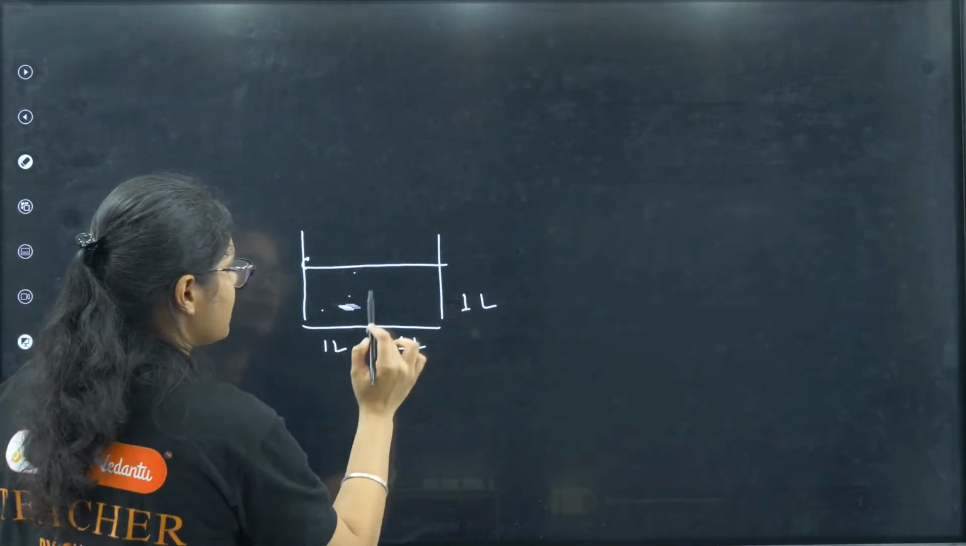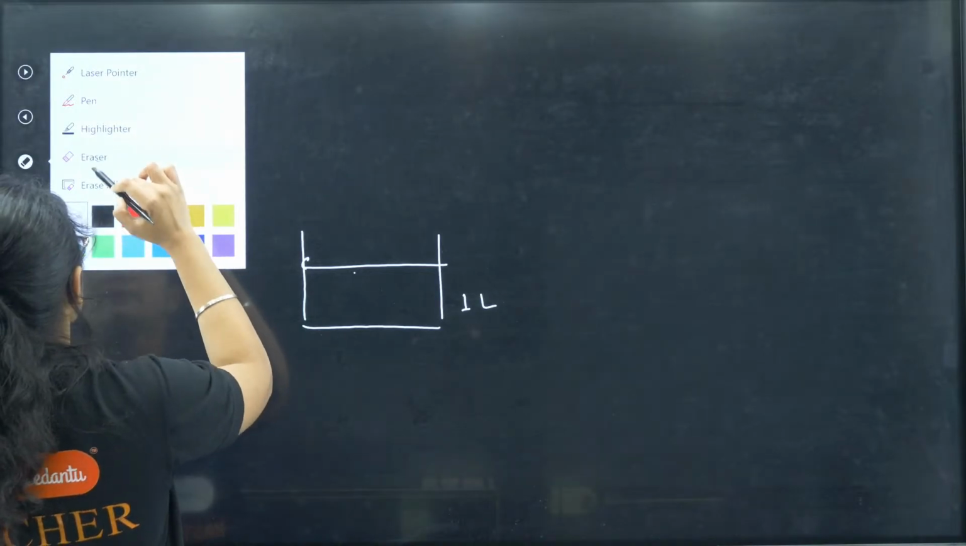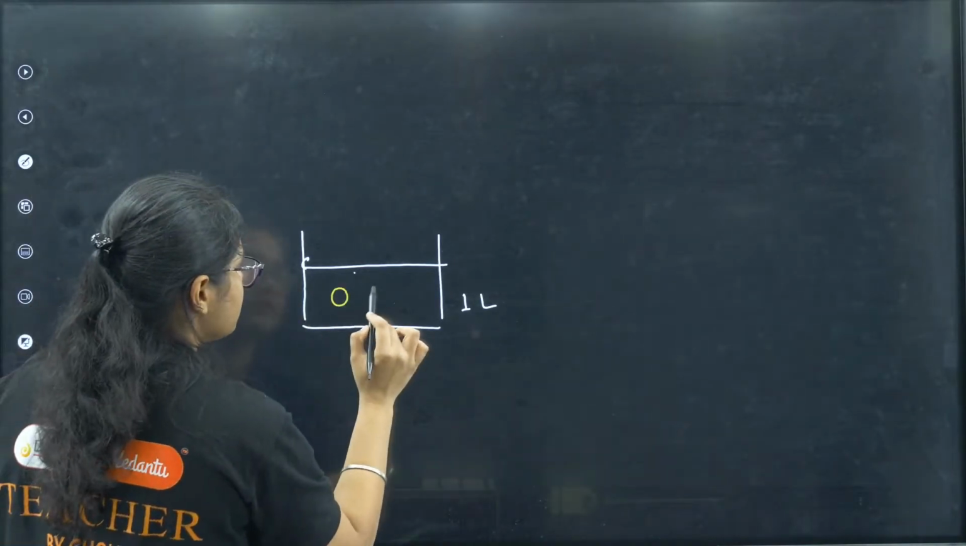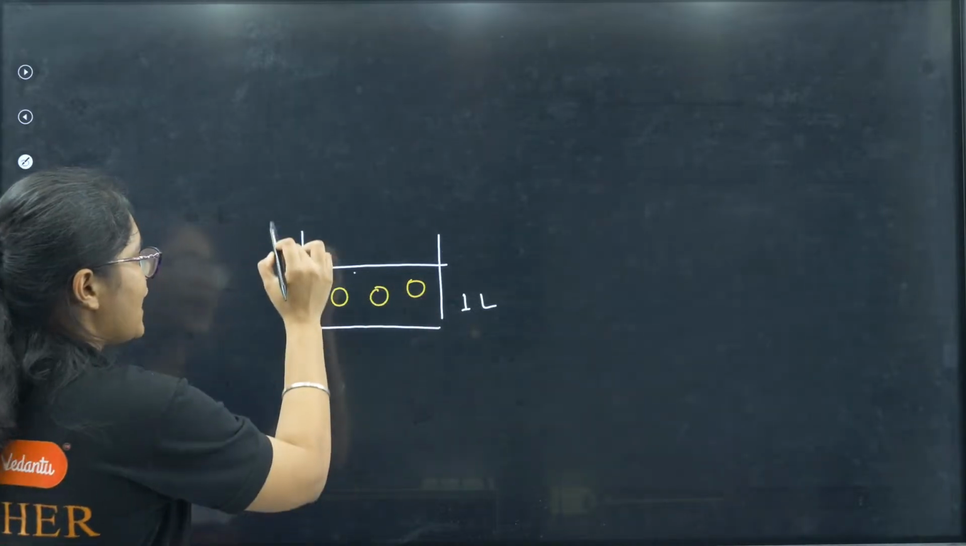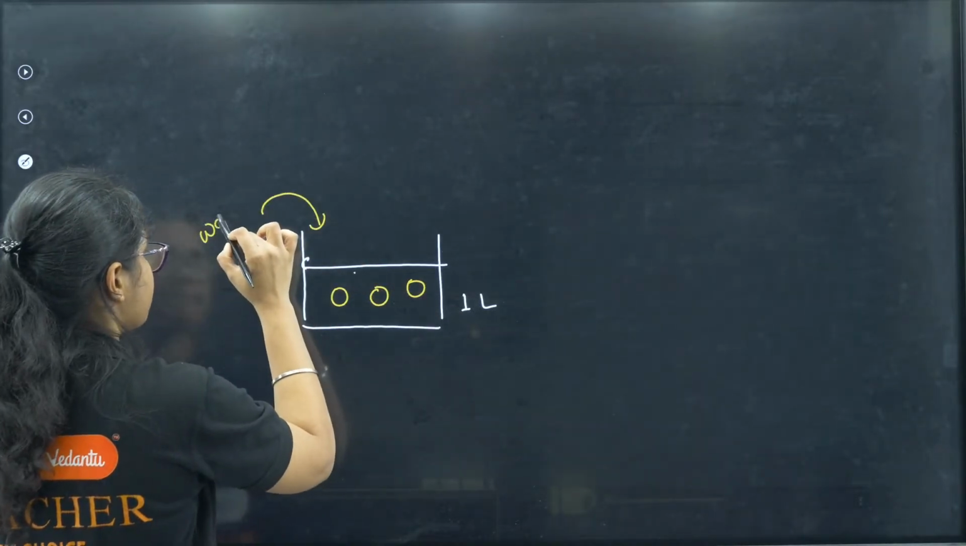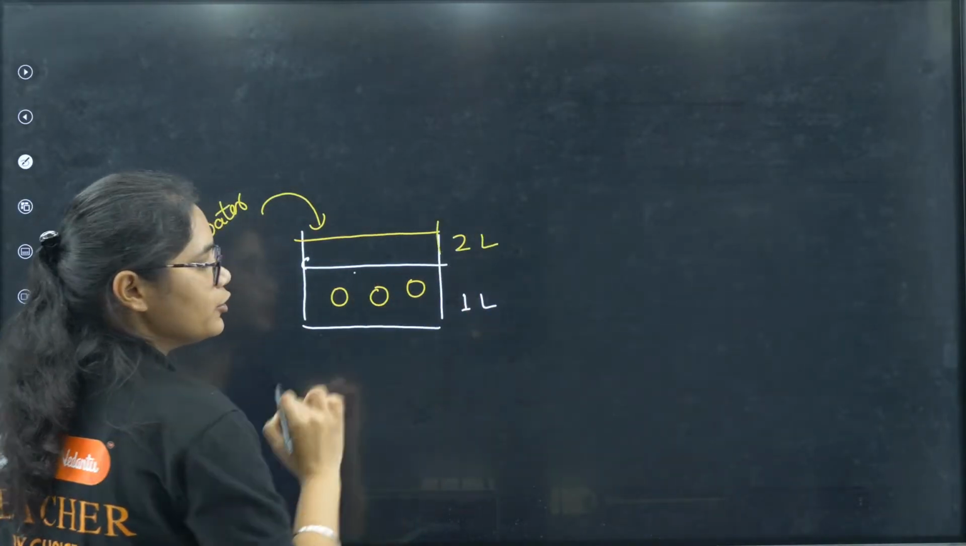Now just understand what happens. In this container, there is 1 liter of water, and you have 3 ions here. So the conductivity was because of 3 ions. Now you added more water to this one, and you made it, suppose, 2 liters. Now the total volume is 2 liters.